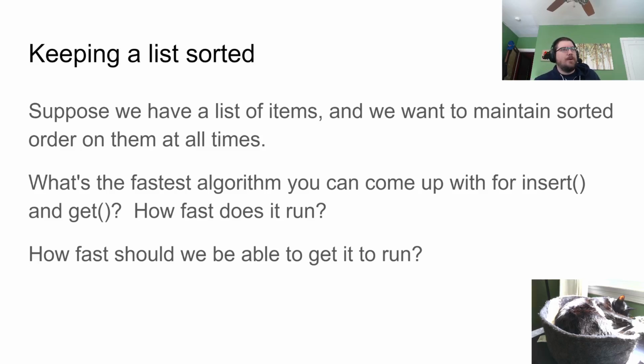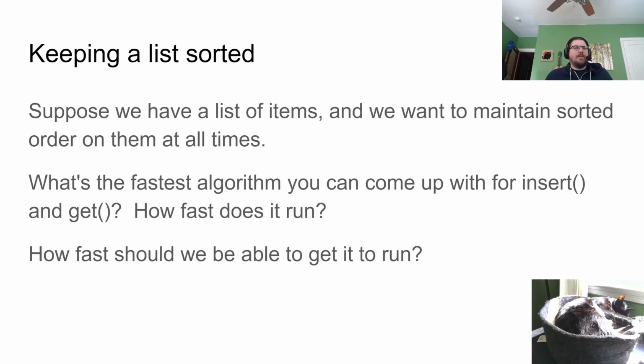So what is the problem? The problem is we have a list of items and we want to maintain them in sorted order at all times. Meaning if we're adding things, we want to put them into the list so that the list remains sorted, and we also want to be able to see what items are in the list. So what is the fastest algorithm you can come up with for insert and get, for adding things and checking if things are there, or removing? We won't talk too much about removal today. We'll just focus on insert and get. And how fast does it run?